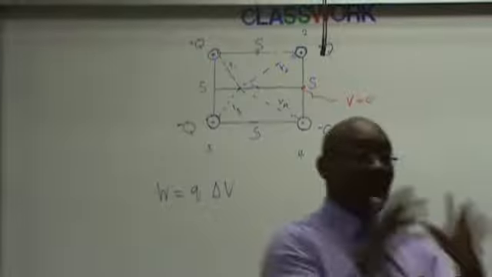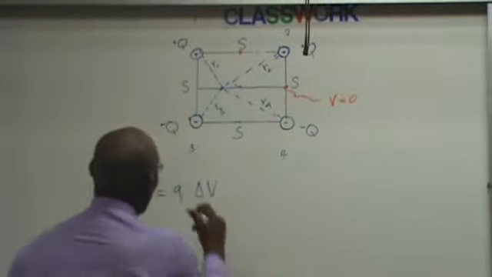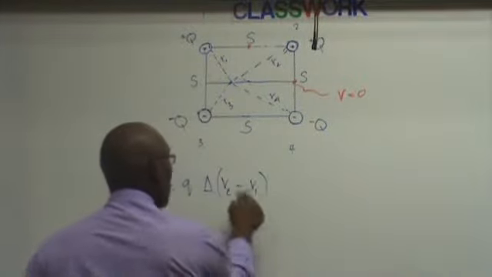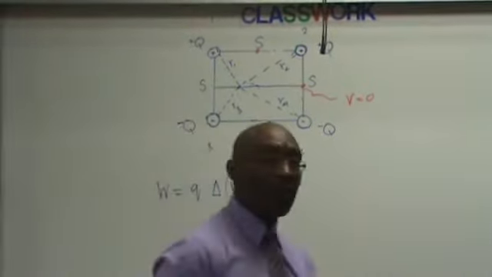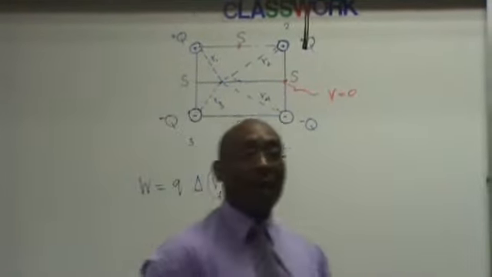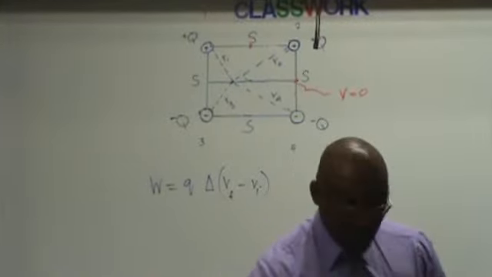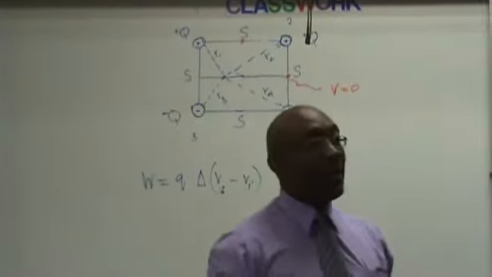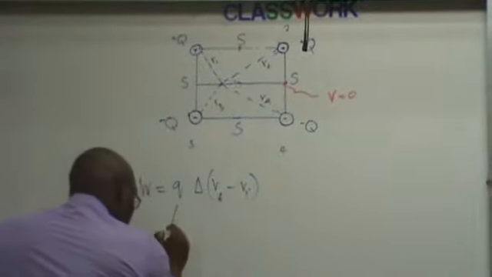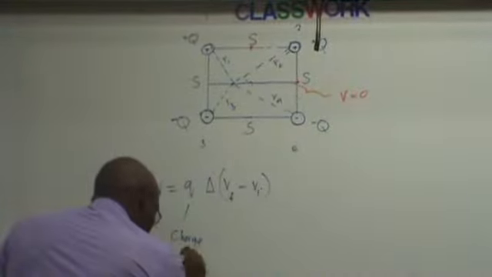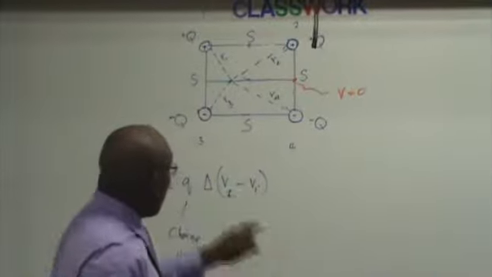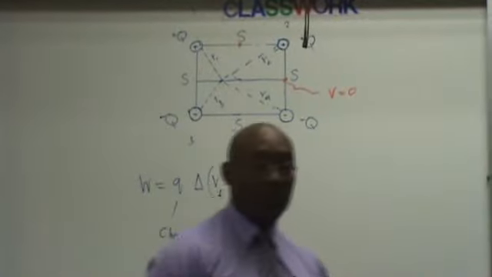It's the amount of work it takes to move the charge from V1 to V2, or V initial to V final. How much work does it take to move the charge from here to there? It's equal to the charge itself, the charge that you are moving, multiplied by the potential difference between those 2 points.